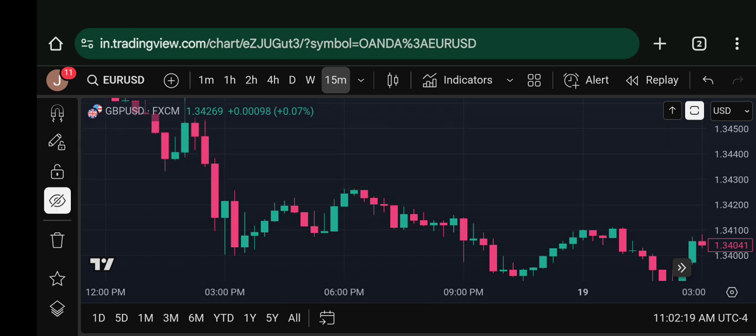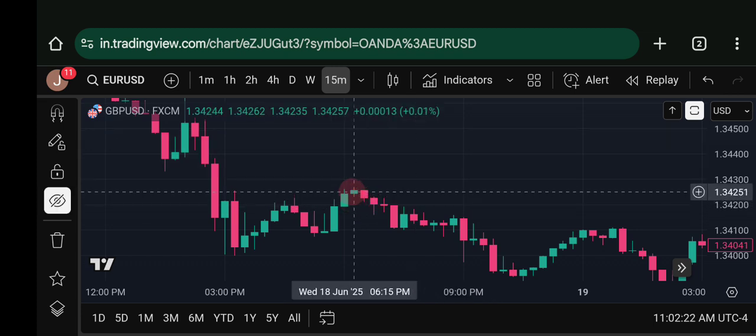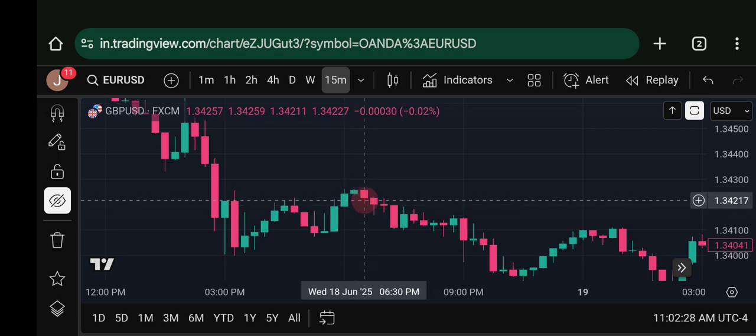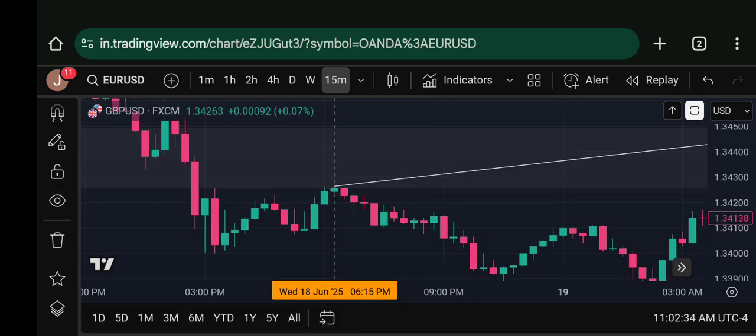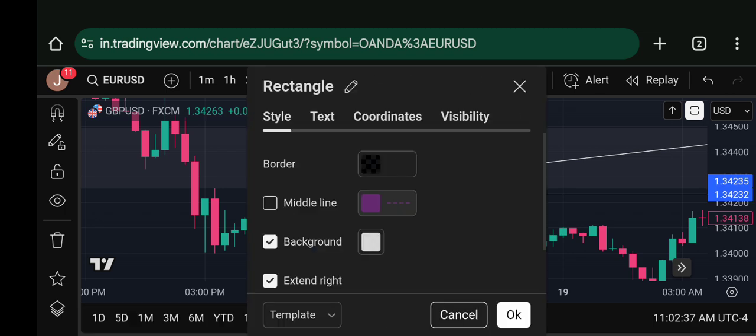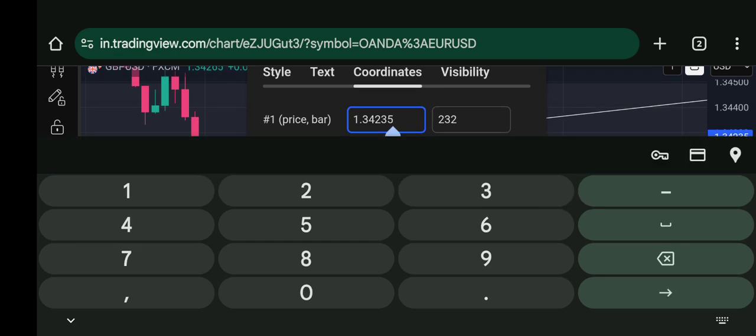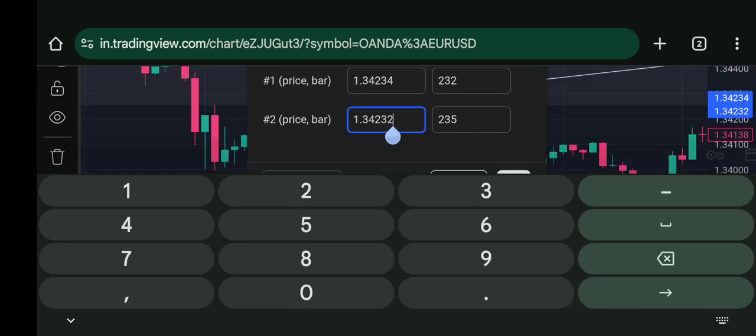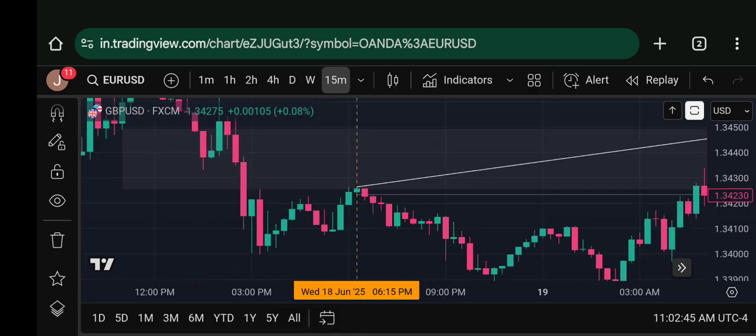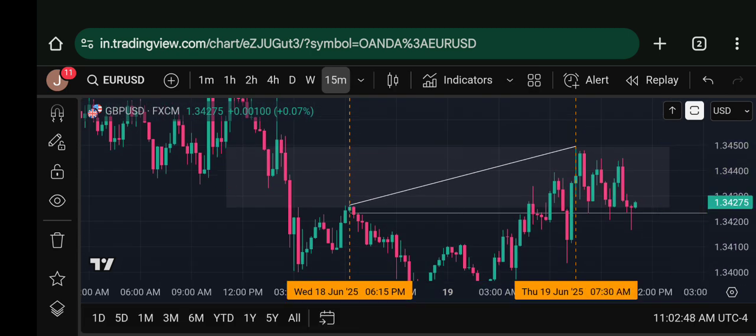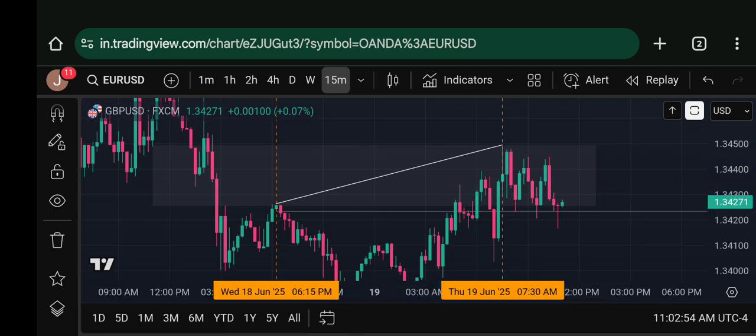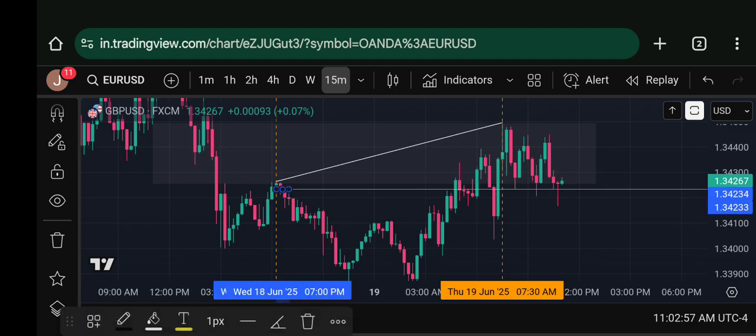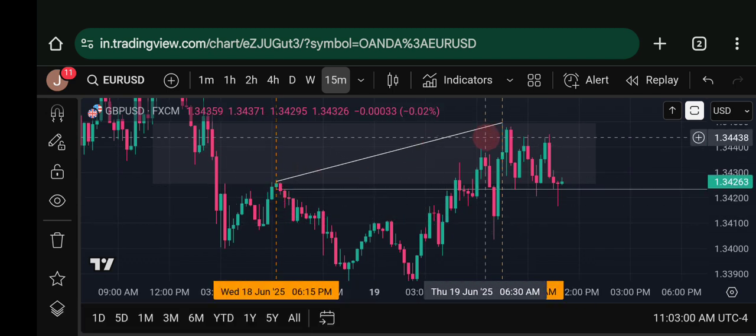As you can see, there is a tiny fair value gap here, in between these two candles, from 233 to 234. We can see that price disrespected this fair value gap here. This small fair value gap, price disrespected and made a liquidity sweep.